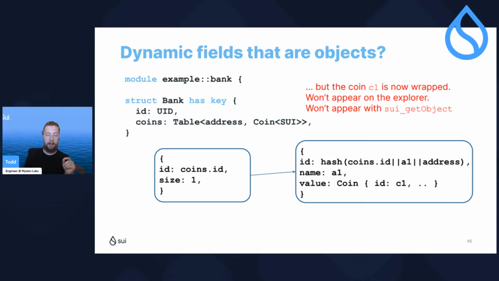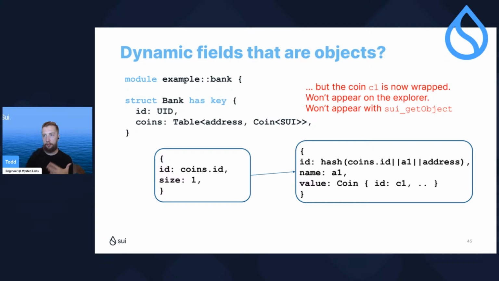this issue that now you'll see that the coin is actually appearing in the value of the dynamic field object. So now that the coin's wrapped, if I use any of the RPC functions like sui get object, or I'm trying to look at my coin on the Explorer, you'll see that it's been deleted or it's been wrapped and it's no longer accessible.